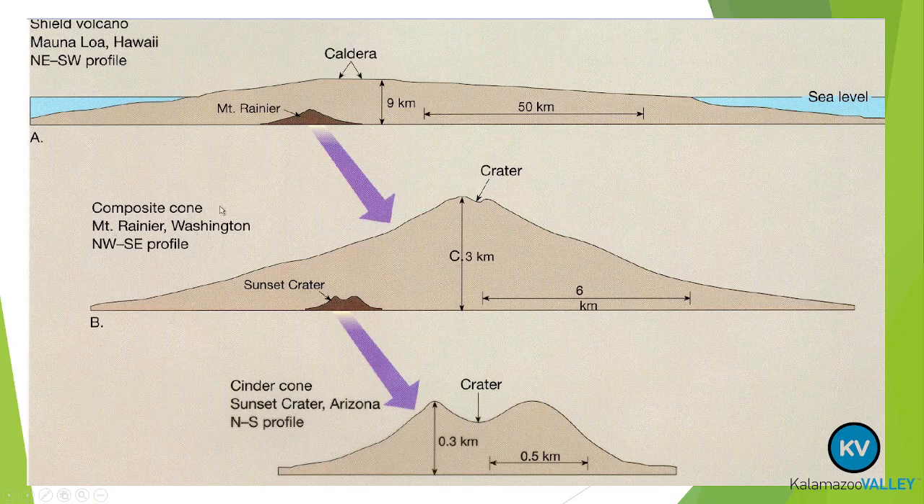Here we have the composite cone of Mount Rainier. So we're taking this volcano, blowing it up here, and then we have Sunset Crater, which is just a smaller, having had violently erupted composite volcano. So these are two different composite volcanoes where we can have a range of sizes, but generally the idea is that the shield volcanoes are much wider than the composite or stratovolcanoes.